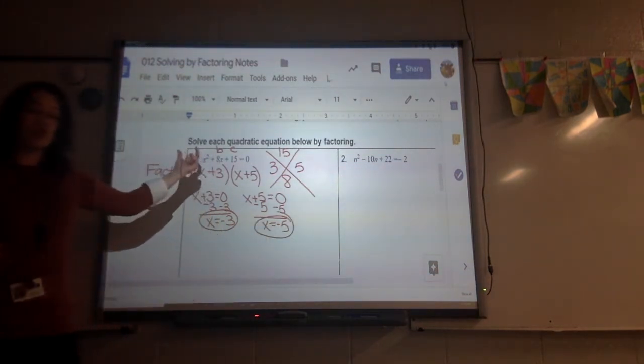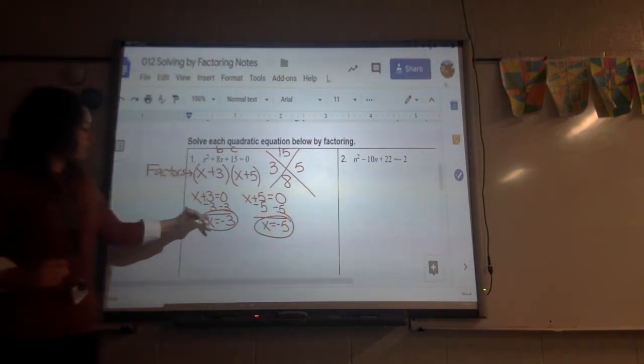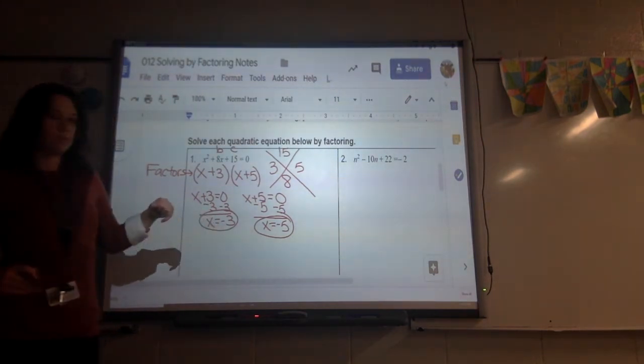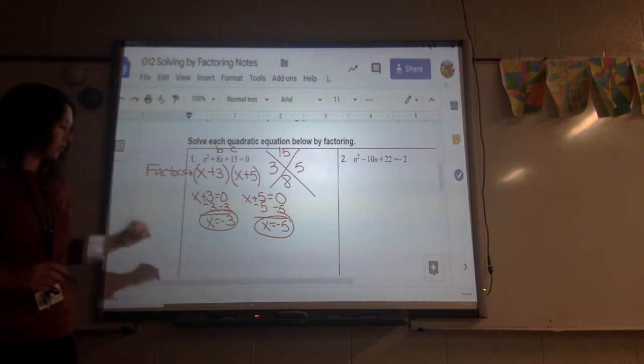So my factors were just pieces in parentheses. My solutions are what those pieces actually equal. Then I'm done. Okay? So make sure you know the difference there.